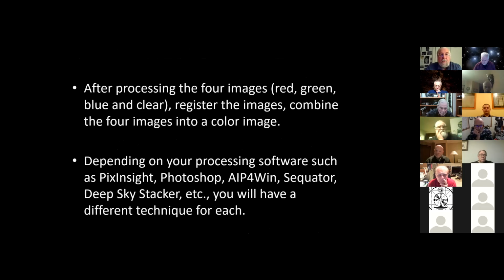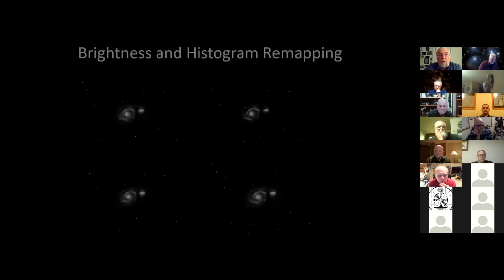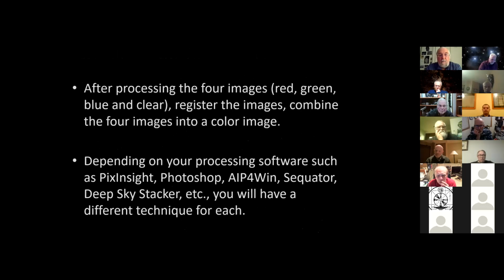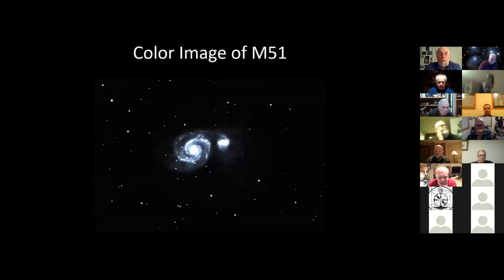So after processing the 4 images, register the images, which is registering where the stars are so you can stack them on top of each other. Then I combine the 4 images into a color image. And depending on your processing software, such as PixInsight, etc., you'll have a different technique for each. So here's the final color image of the M51.